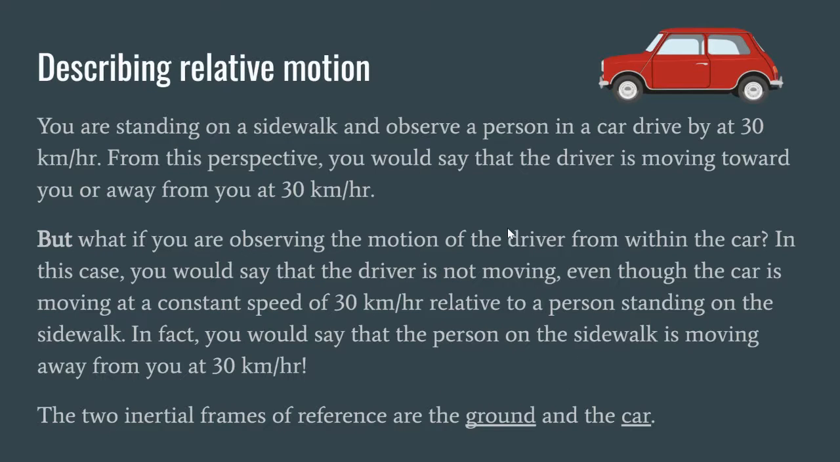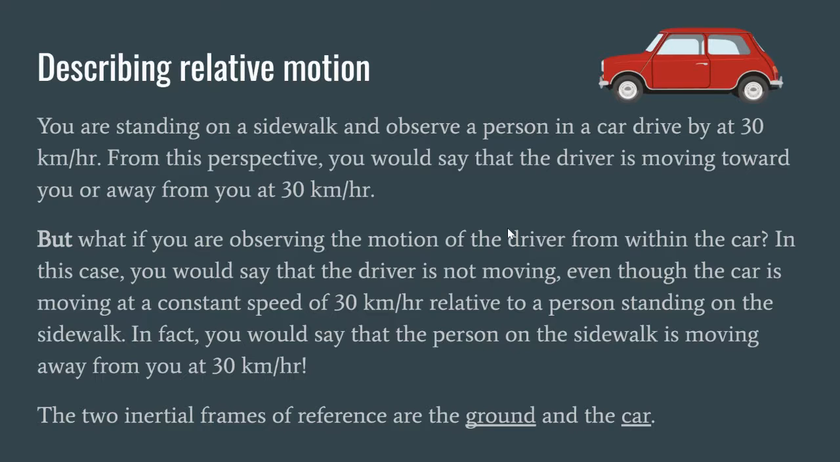Let's discuss a couple examples. You're standing on a sidewalk and observe a person in a car drive by at 30 kilometers per hour. From this perspective, you would say that the driver is moving toward you or away from you at 30 kilometers per hour. But what if you are observing the motion of the driver from within the car?